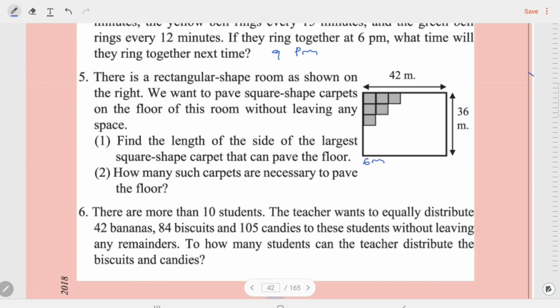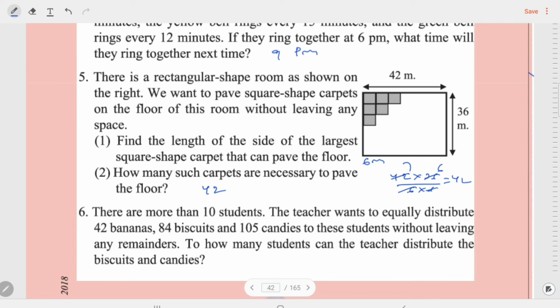How many such carpets are necessary to pave the floor? 42 into 36 divided by 6 into 6. Okay, 6 7s, 6 6s. So you might be needing 42 such squares.